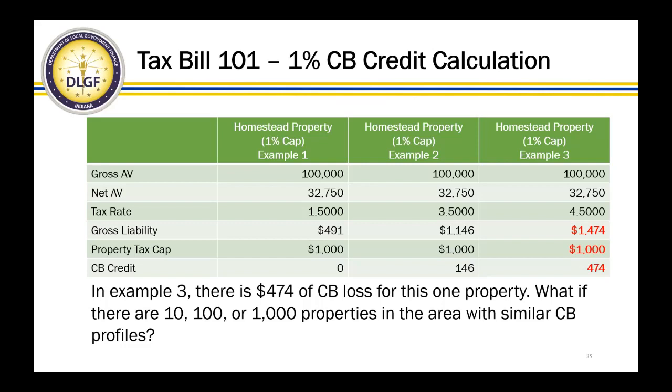$474 may be enough. You may be in a position where you can handle that type of revenue reduction. $4,700, $47,000, $474,000. It's important that we know that circuit breaker is a reality in many parts of the state of Indiana. It's important that we're considering what part of our certified levy will never be collected or distributed to its underlying units.